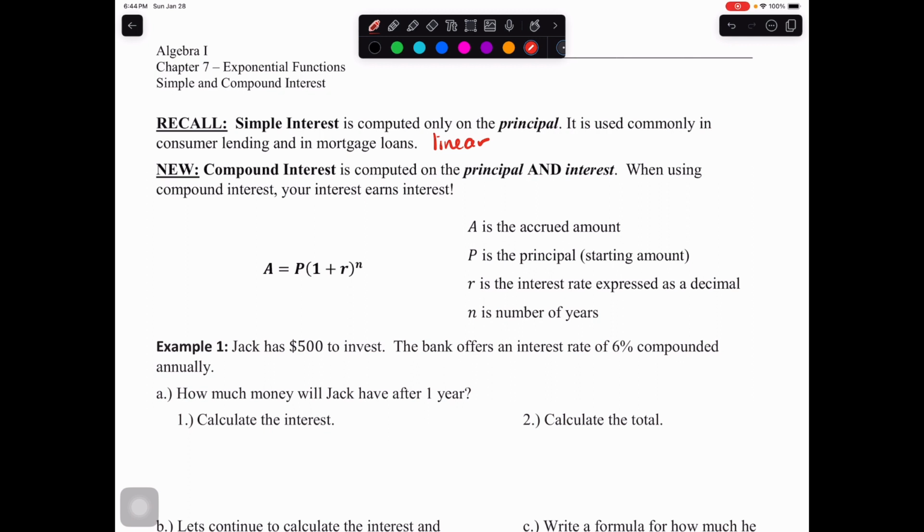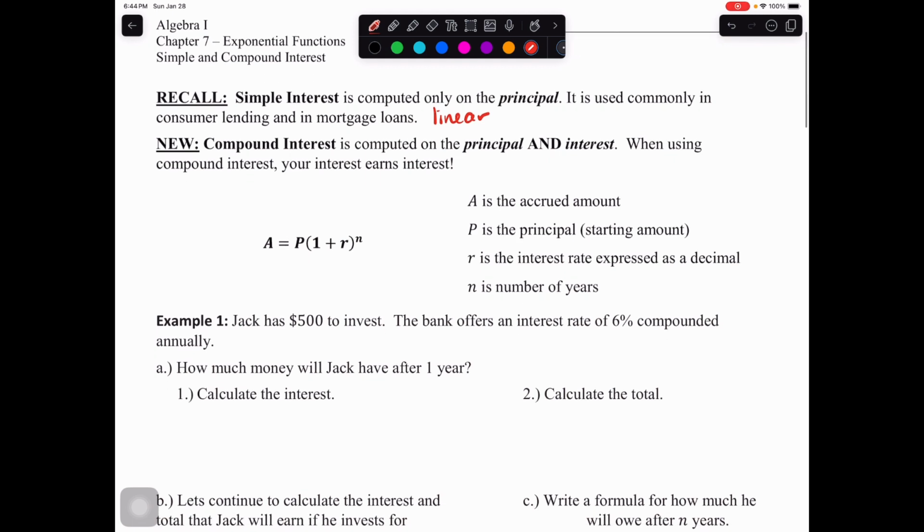So you have our formula. A is still the accrued amount. P is the principal or starting amount. R is the interest rate. Just make sure, again, you express it as a decimal. And then N is going to be the number of years.